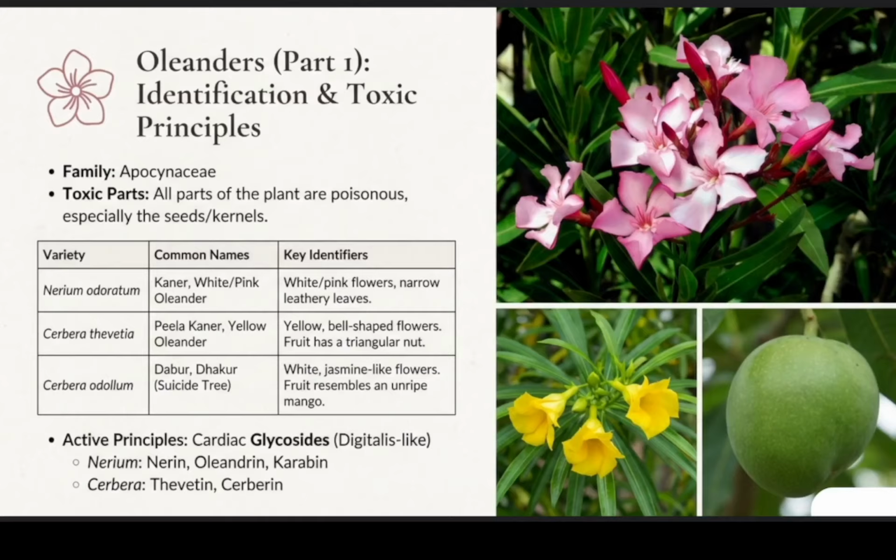Okay, and what are the active principles of oleander? Remember, cardiac glycosides, digitalis-like. In the case of Nerium, we have neriin, oleandrin and karabin. In the case of Cerbera, we have thevetin and cerberin. Okay, cerberin.